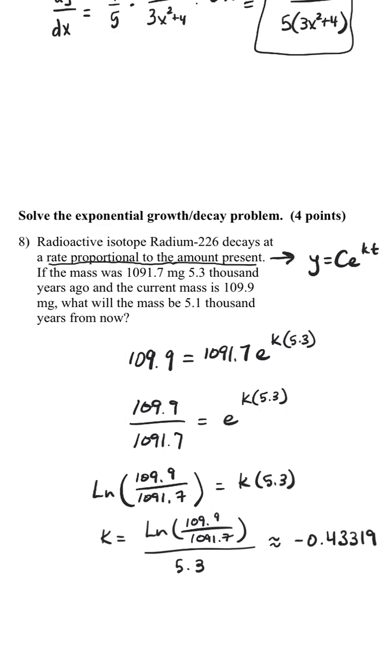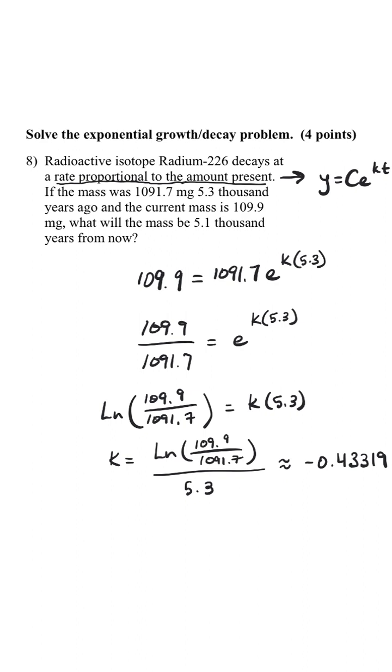So this is k. So the formula now, if we're talking about present time, so the future amount, presently there's 109.9 milligrams. The relative growth rate is this. And then I'm going to have 5.1 thousand years pass. So we plug this into the formula. This will give us an approximate of how many milligrams of this substance remains. And this is getting me about 12.1 milligrams.